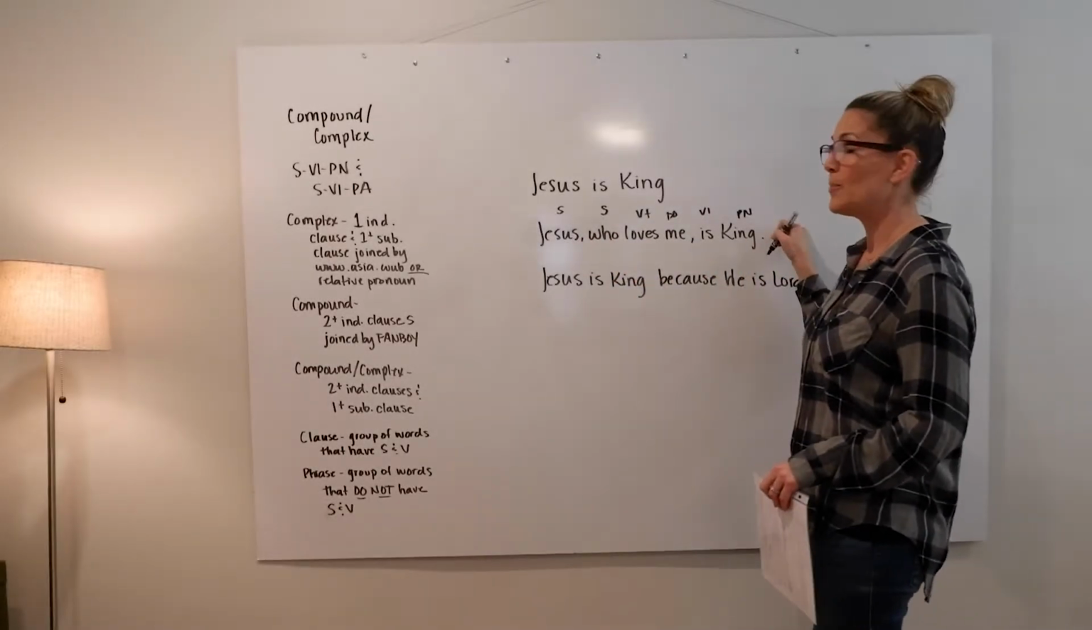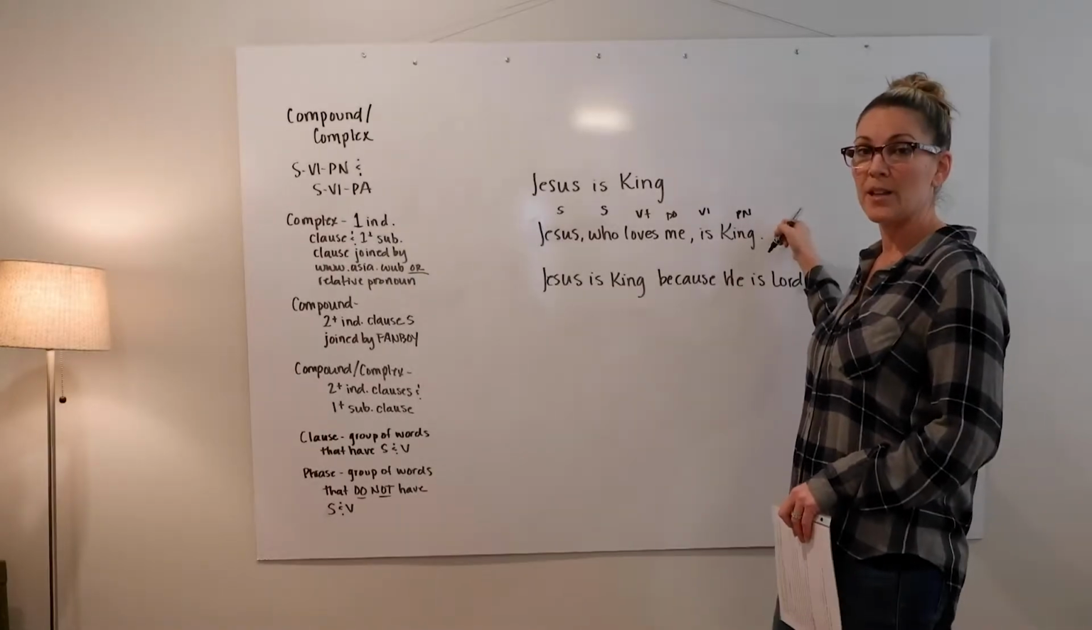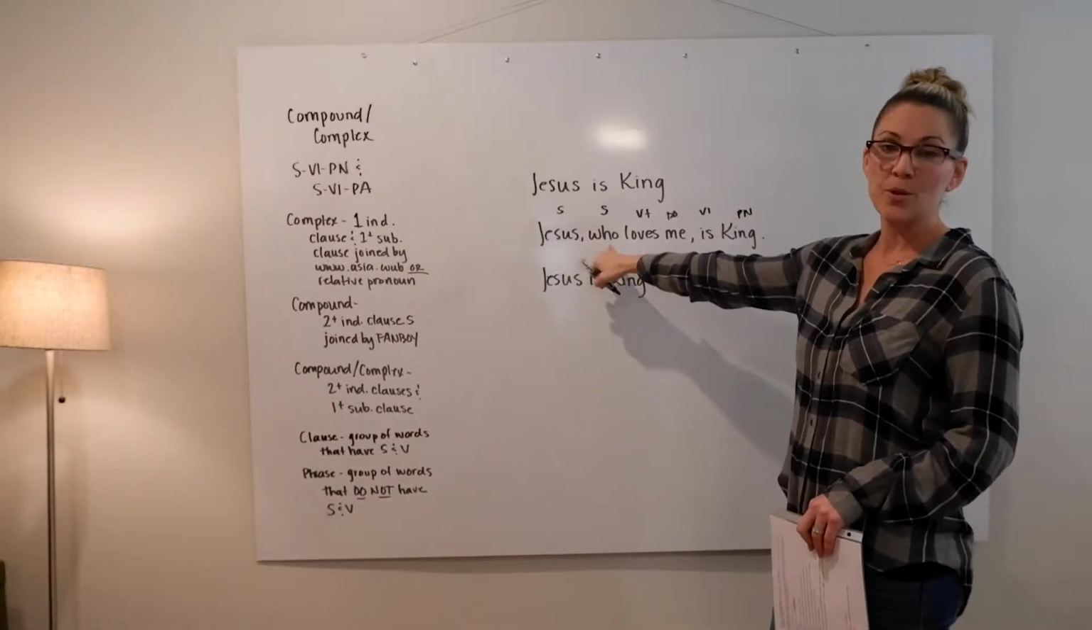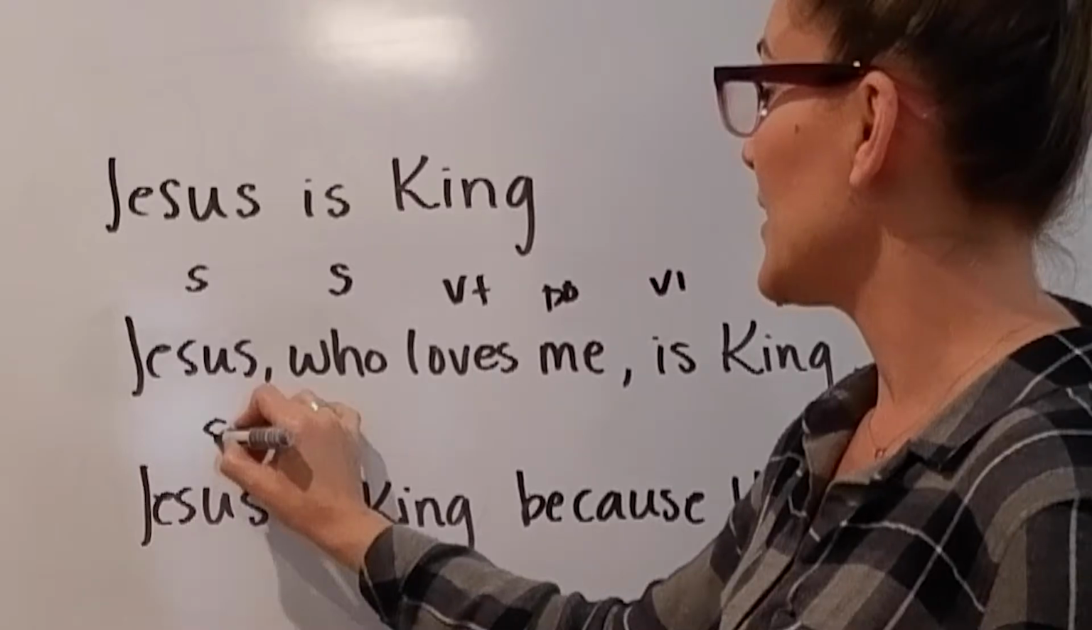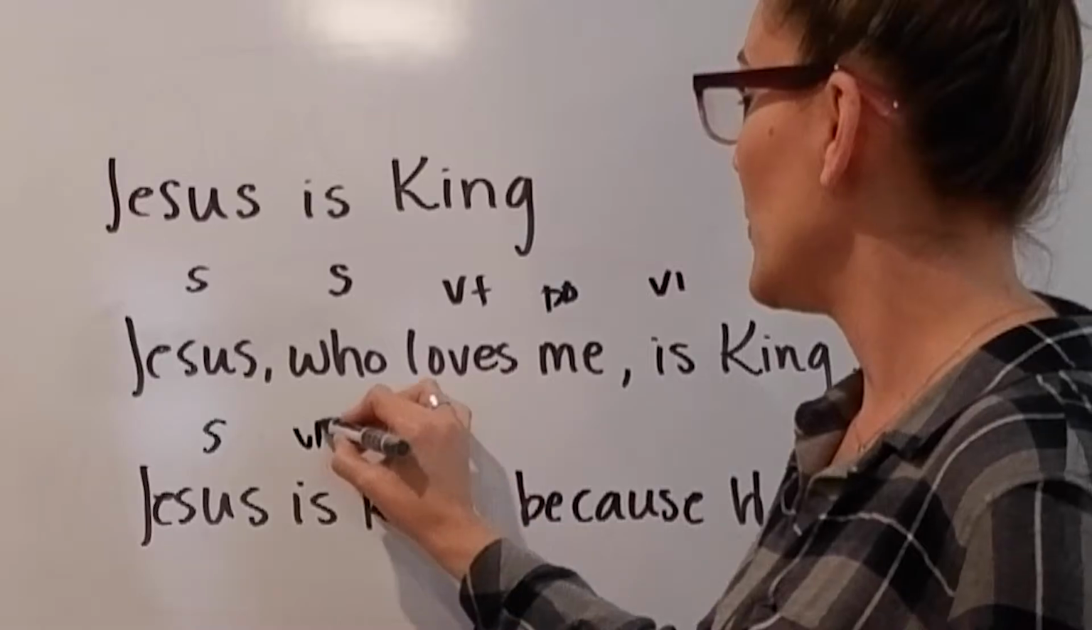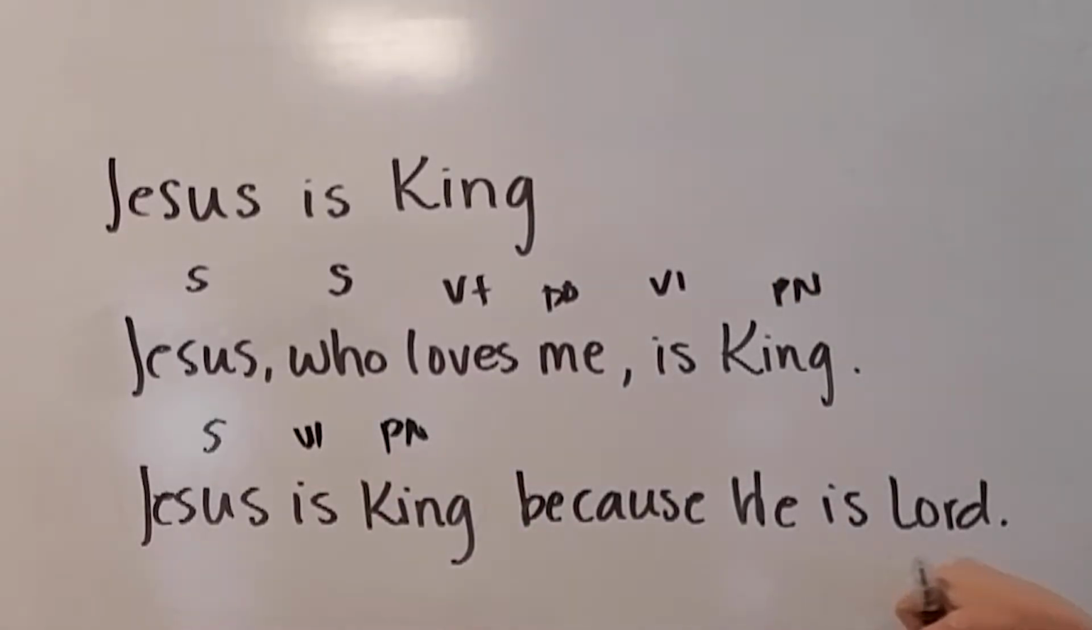So right here I have a complex sentence, right? One independent clause, one subordinate clause. And I've chosen in this sentence to use a relative pronoun. Now in this one, Jesus is king, I've already established that this is an SVLPN because he is Lord.